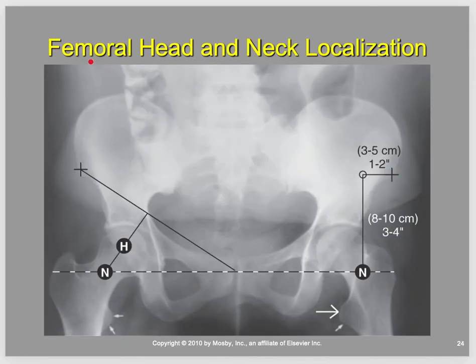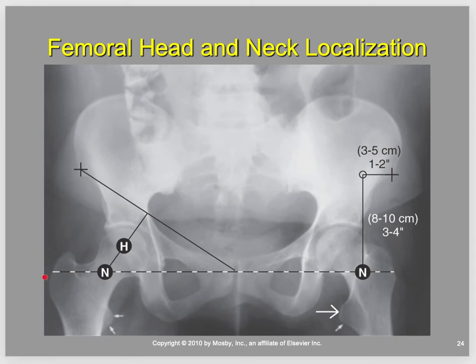So they're showing you here again, so femoral head and neck localization. So ASIS 1 to 2 inches, and then 3 to 4 inches down is the neck right across at the greater trochanter.